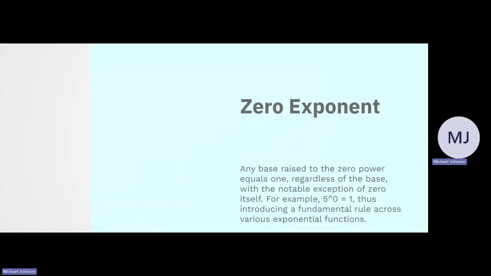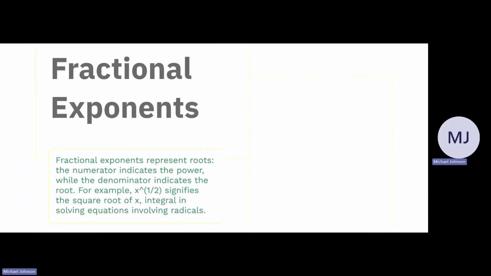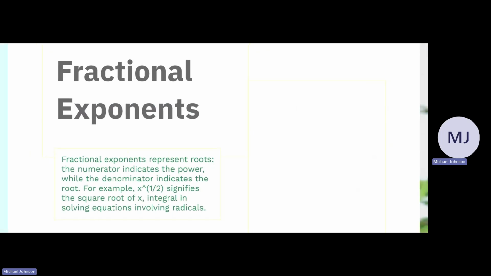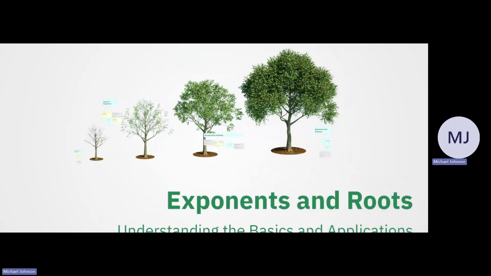Any base raised to the 0 power equals 1, regardless of the base, with the notable exception of 0 itself. For example, 5 to the 0 equals 1, thus introducing a fundamental rule across various exponential functions. Fractional exponents represent roots. The numerator indicates the power, while the denominator indicates the root. For example, x to the 1/2 signifies the square root of x, an integral part of solving equations involving radicals.